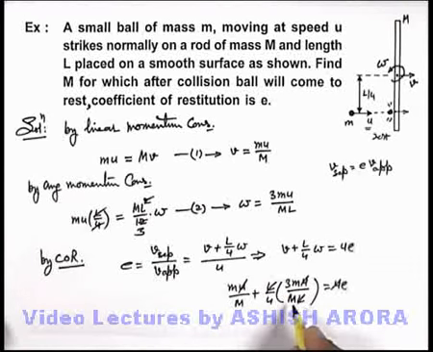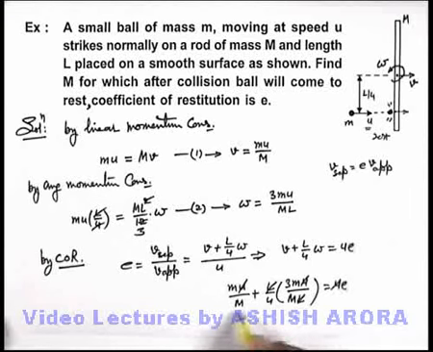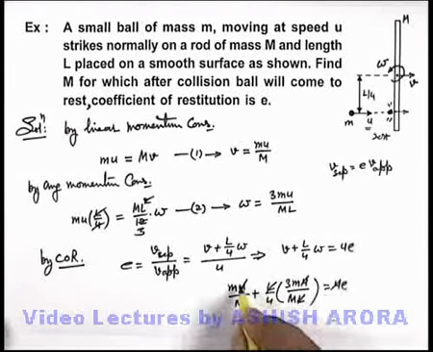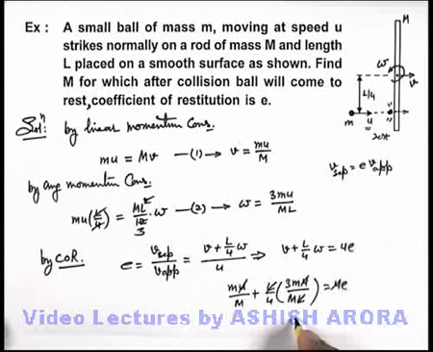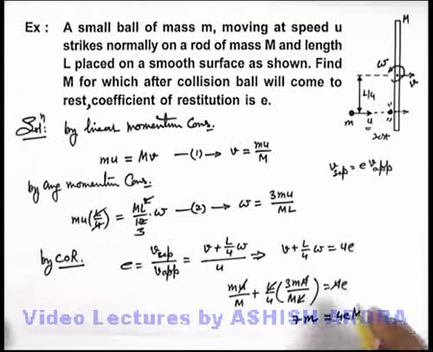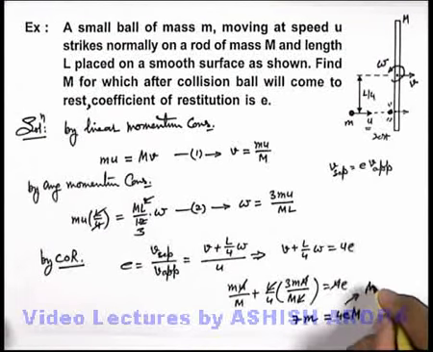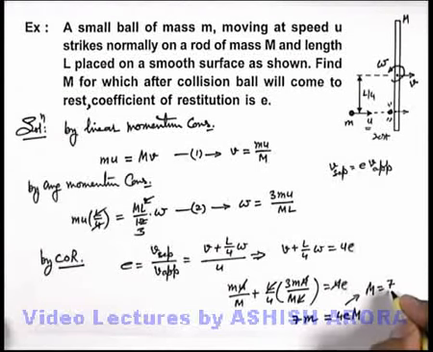So on solving, we can see the relation we'll be getting is, taking 4M as the LCM, this will be 7m is equal to 4eM. So in this situation, from here we'll get capital M is equal to 7m by 4e. That will be the answer to this problem.